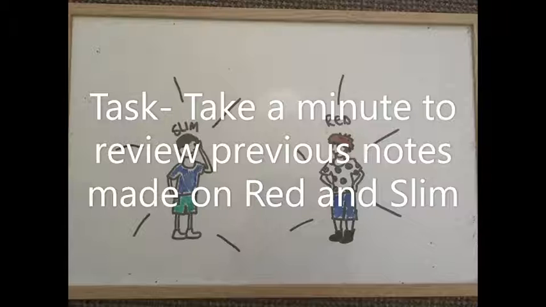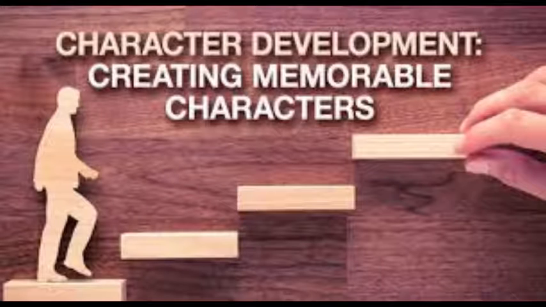Okay, now I want to have a little bit of a think about character development, which is very similar to characterization. Character development is when characters change throughout a story, and I think it's pretty obvious from our story that Slim is changing quite a lot as we move along. He's becoming a little bit more brave, he's willing to talk back, he told Red to shut up at one point, which is kind of interesting.